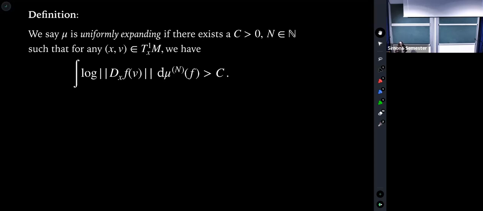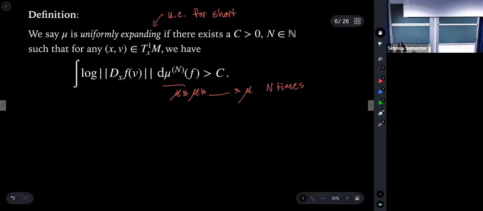The saving grace here is that randomness is much easier than the deterministic systems. So asking for growth at every point is easier if I ask for it for almost all futures. And this turns out to be not as strict of a condition as it initially looks like. In terms of notation, I'll sometimes refer to uniform expansion as UE, and the mu to the n is convolution n times. So again, just the nth step of my random walk.